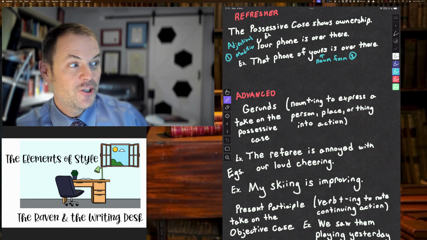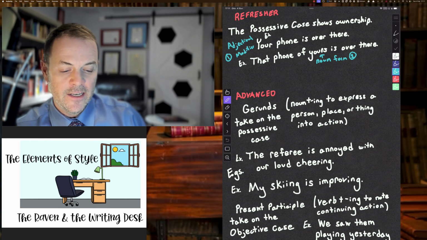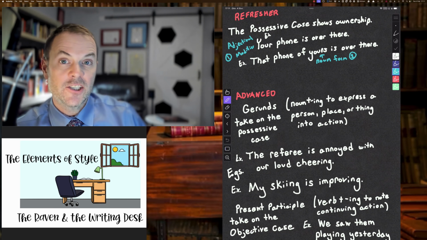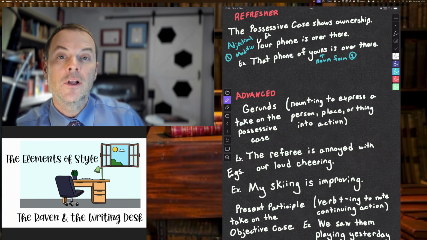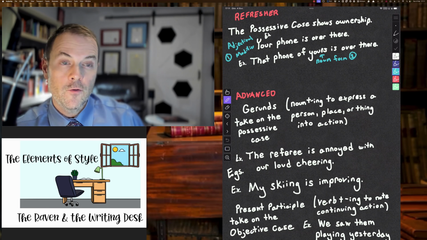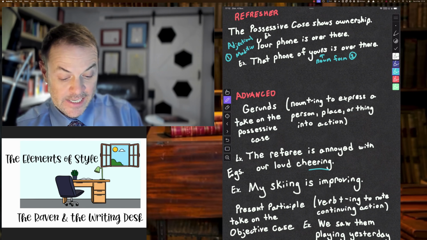Moving on, gerunds. Gerunds take on the possessive case. What's a gerund? This is when you add ing to a noun. English loves adding ing onto words. They add the ing onto the noun to express a person, place, or thing doing the action. For example, skiing. You add ing to ski. For example, the referee is annoyed with our loud cheering. My skiing is improving. Over here, there's your gerund.